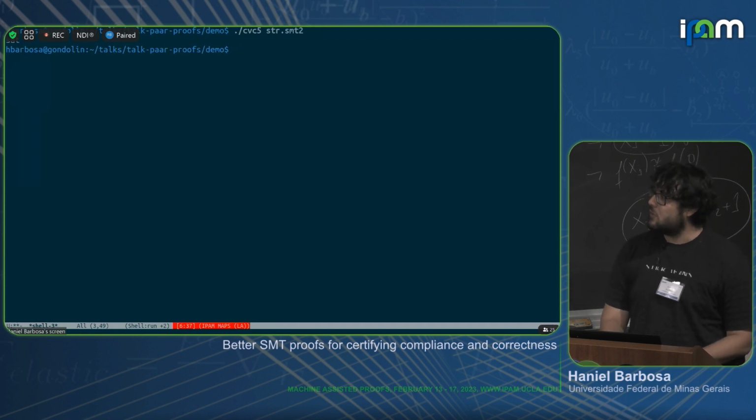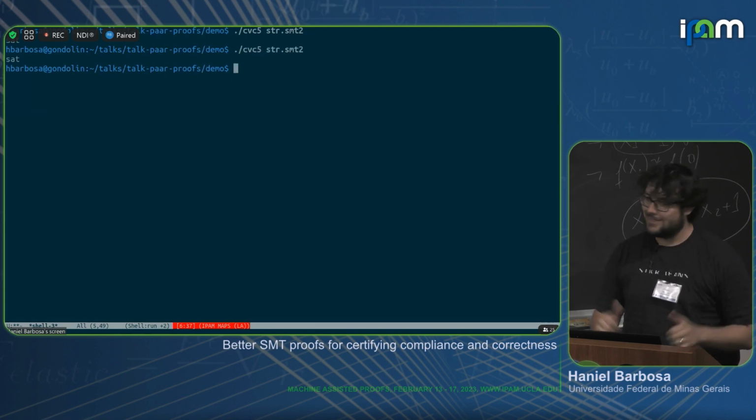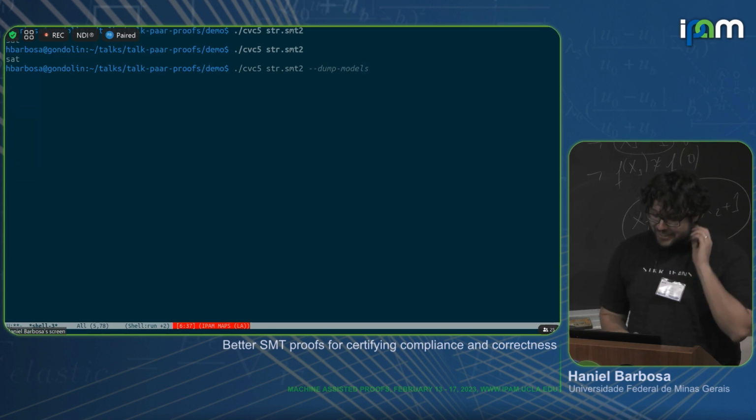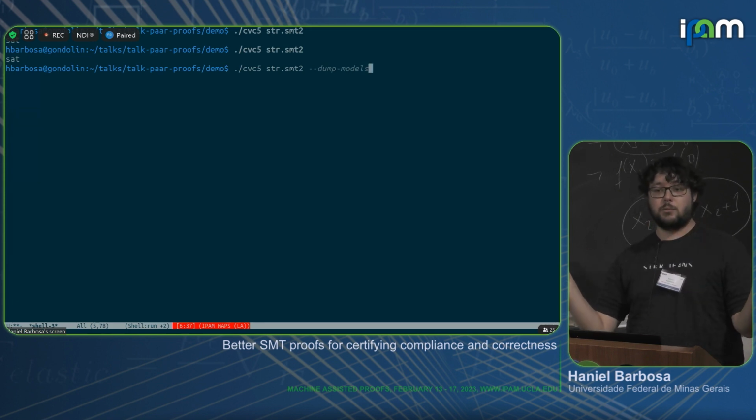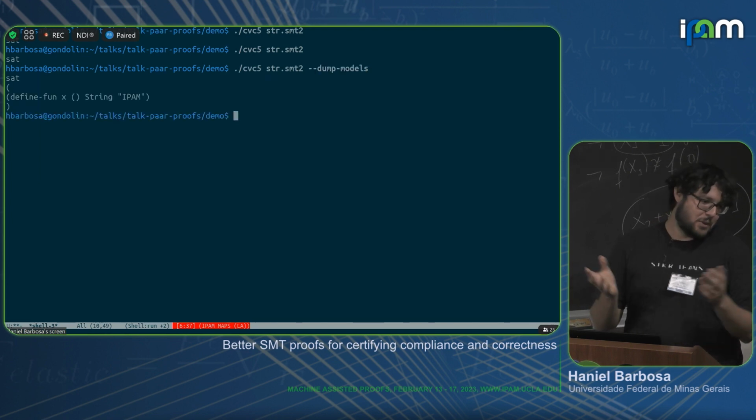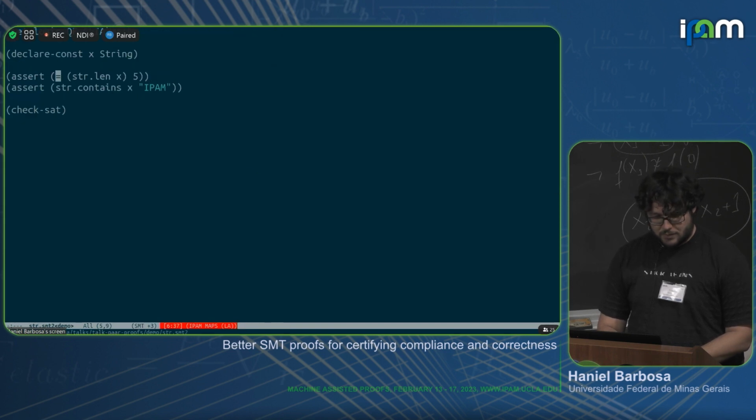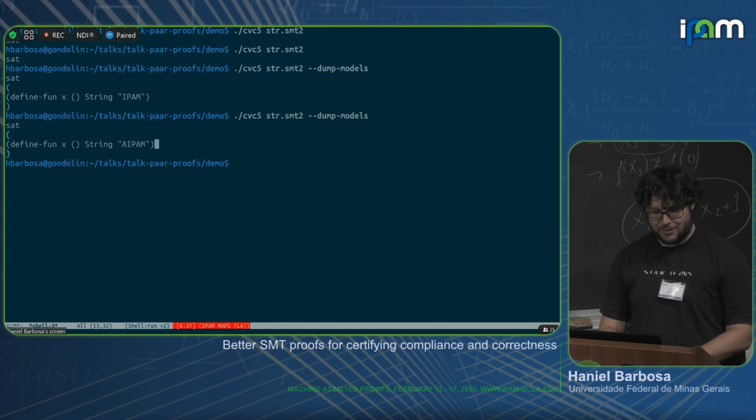So if I run CVC5 on this problem, it's going to say SAT, right? And I can give this option, and it's going to print a model, which is a valuation for the variables that makes the formula true. In this case, it works, right? It's good enough, because it was less than. If I had said it must be equal to 5, then I don't know what's going to happen. Yeah, it had an 8.